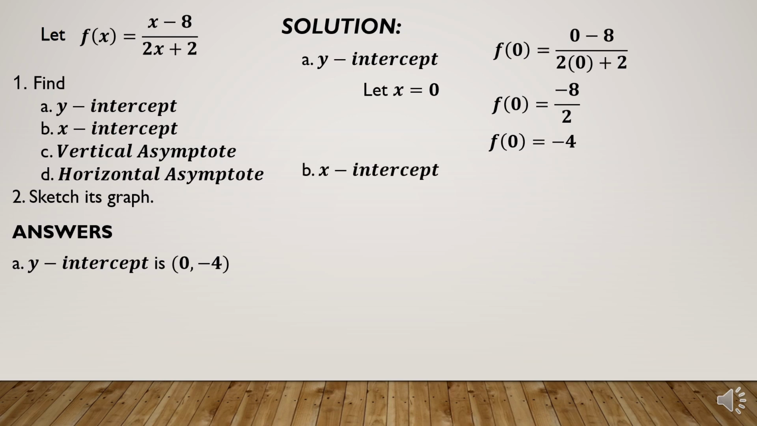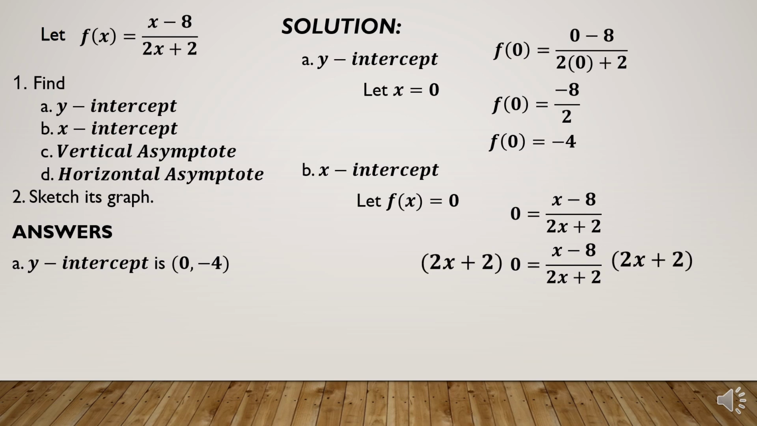Second, we need to find the x-intercept, so we let f of x be equal to 0. From the given function, we will now substitute the value of f of x with 0. So we have 0 is equal to x minus 8 all over 2x plus 2. Then multiply both sides of our equation by the LCD. Since the LCD is 2x plus 2, multiply both sides. Then we have 0 is equal to x minus 8 over 2x plus 2 times 2x plus 2, because 2x plus 2 times 0 is 0.